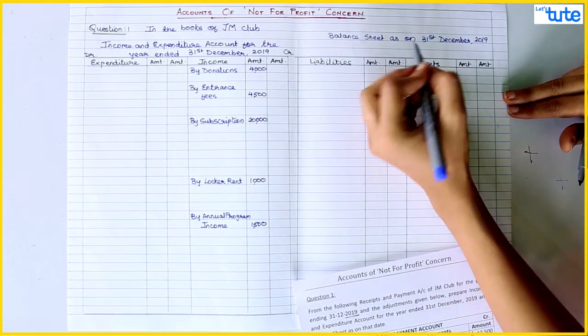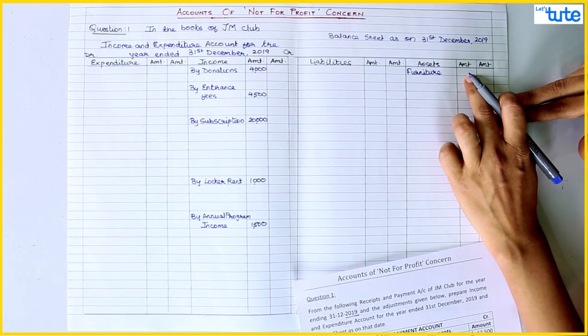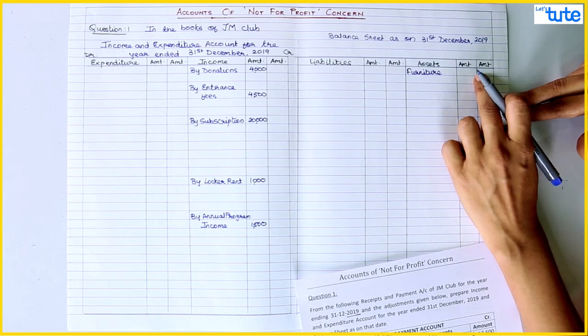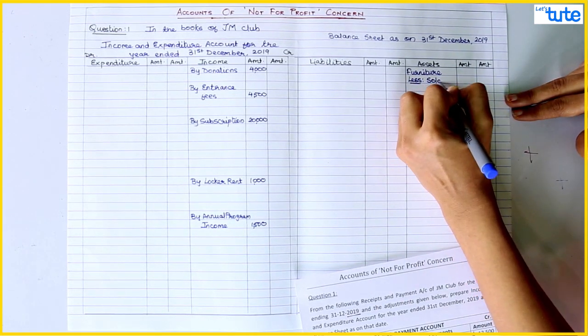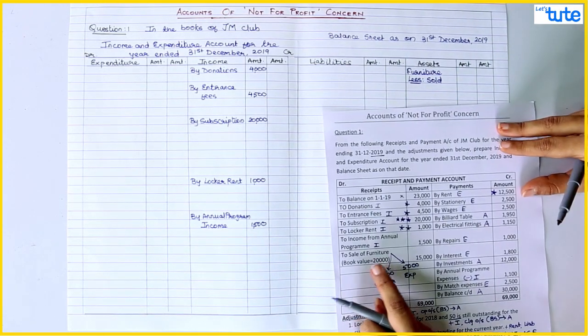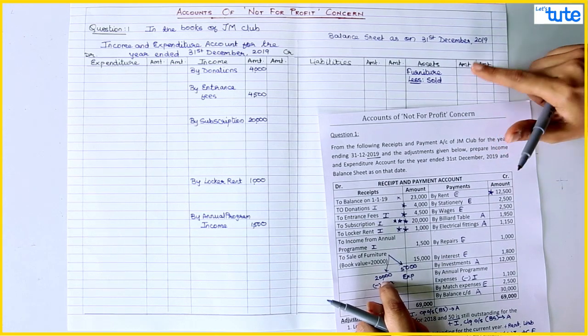Next, sale of furniture. So on the asset side, we will write furniture. Now when we solve the adjustment, we'll write the opening figure, so that is okay. You just leave the space for the opening balance. Less sold. How much is it sold for? So what I had already explained, you need to deduct the book value from the furniture value.